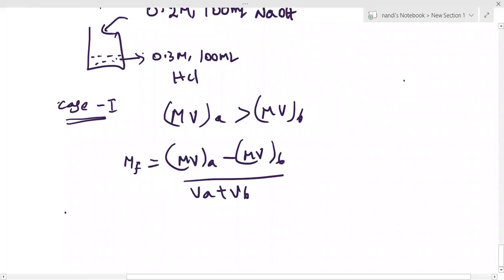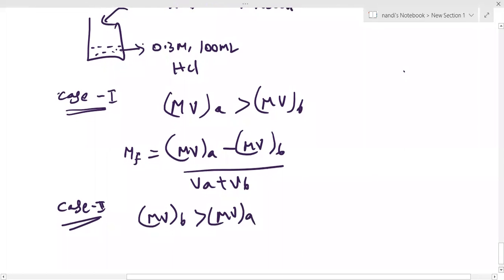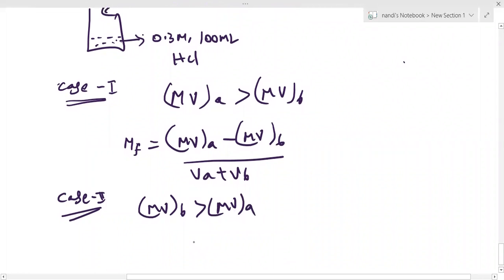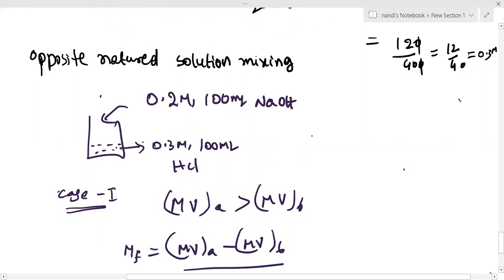And case 2 is exactly the opposite. If M into V of base is more than M into V of acid, then you can apply M final of solution equals M into V of base minus M into V of acid, by Va plus Vb. Understood? So for the above problem, which formula is suitable? Check it. You can calculate molarity into volume of acid and base.